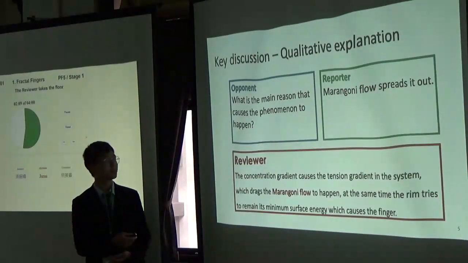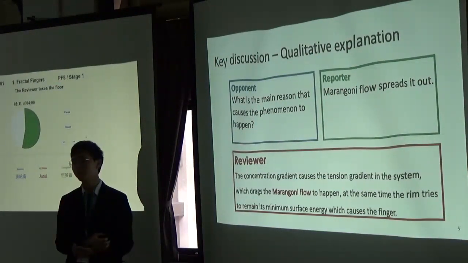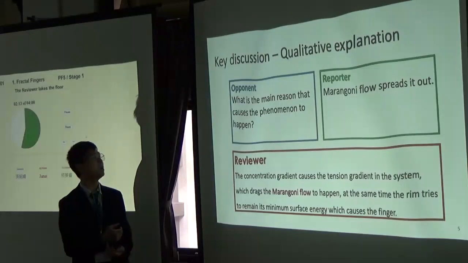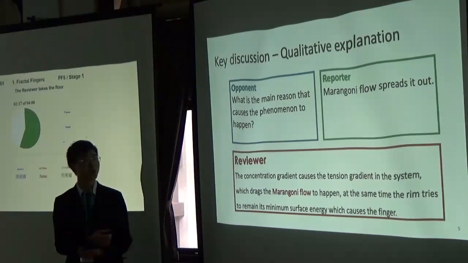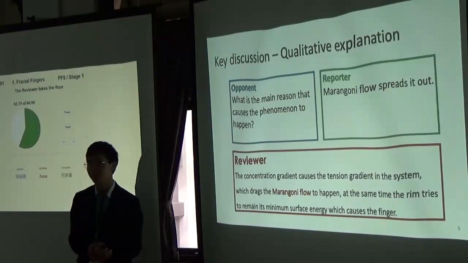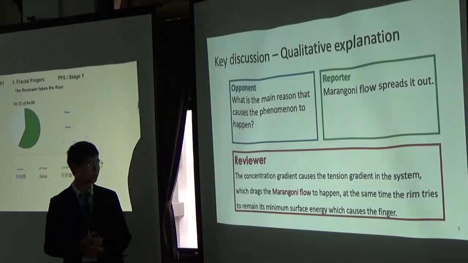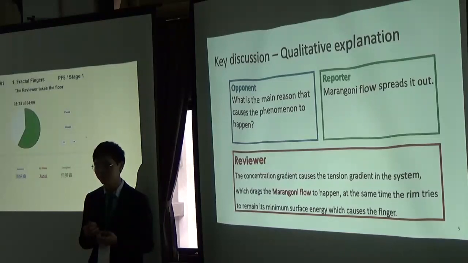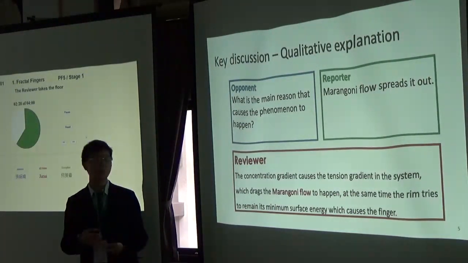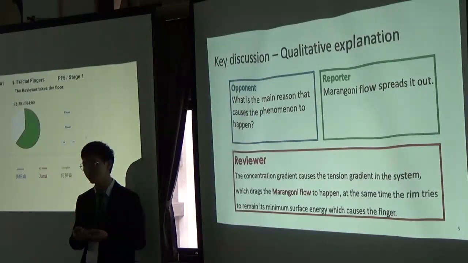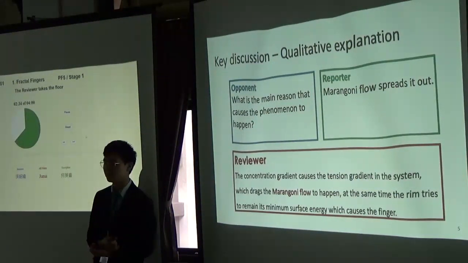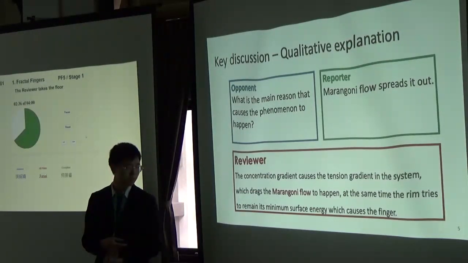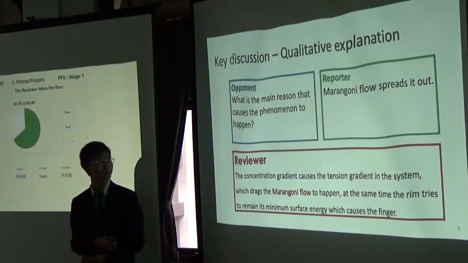And for the first key discussion about the qualitative explanation, the opponent asked, what is the main reason that causes the phenomenon to happen? And the reporter said, it's Marangoni flow to spread it out. I partially agree with the reporter. I believe it's a concentration gradient that causes a surface tension gradient and causes the Marangoni flow inside the system to spread out the mixture. And after that, the mixture tries to remain at its minimum surface energy, which causes the unique fingers.